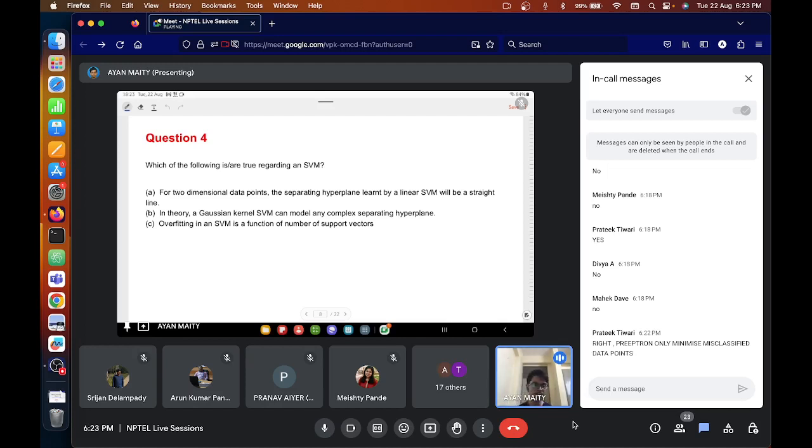So for question 4, you can write your answers in the chat. These are the three options. Multiple options may be correct here.